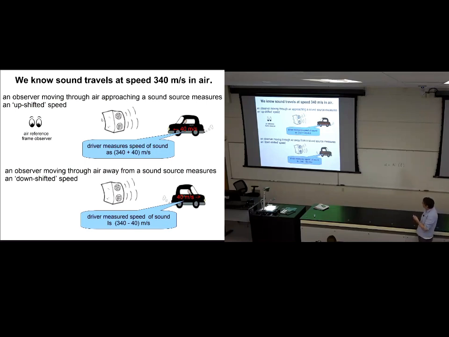And so if you move towards the source of sound, you see the sound through the air, you see the sound waves traveling faster. If you move away from a source of sound, you see the sound waves traveling slower. And here's just a couple of examples. If I was moving towards the speaker at 40 meters per second, I'd see the sound waves traveling at 380 meters per second. That's what the driver would measure. If I was moving away from the speaker at 40 meters per second, then I'd see the sound waves traveling at just 300 meters per second because of my motion through the air.